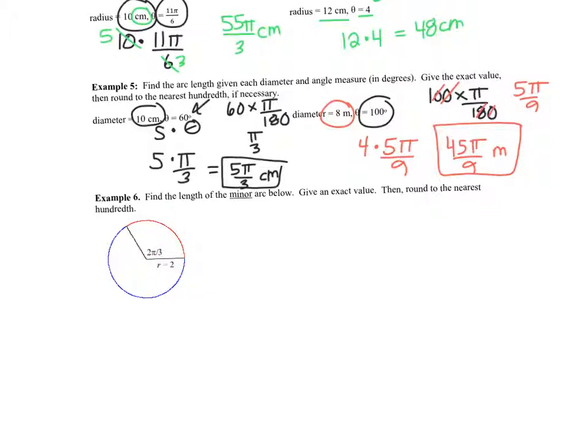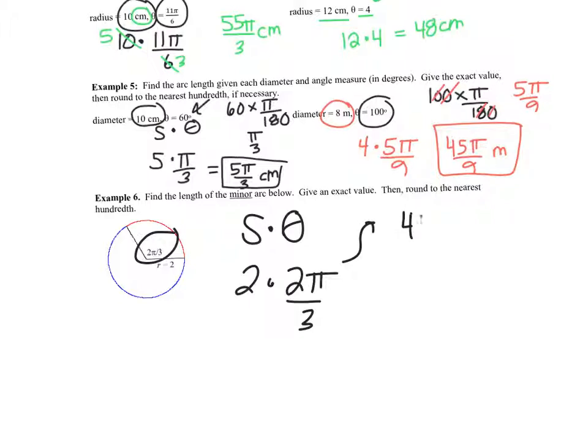So I'm going to do the exact value first. So it's going to be arc length equals radius times radians. So my radius is 2. In my radians, it's already given in radians, is 2 pi over 3. So the answer is going to be 4 pi over 3 units. And then if I have to round to the nearest hundredth, what I want to do is put 4 pi divided by 3 in my calculator and round to 2 decimals.